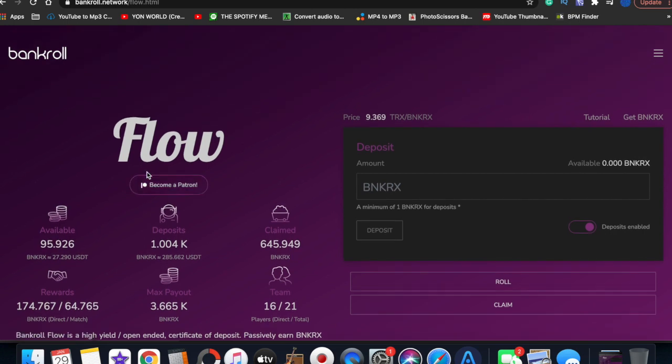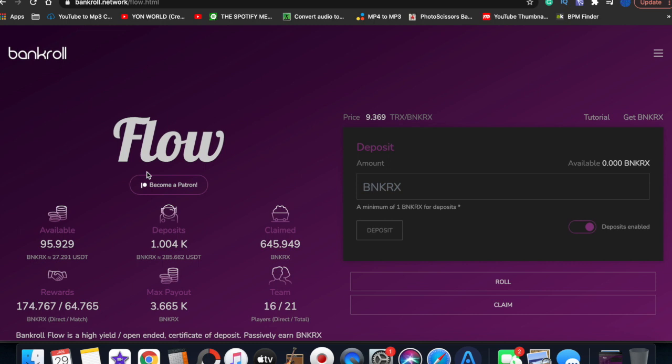Now, if you don't know what Bankroll is, it's a smart contract on the TRON blockchain that allows you to deposit money, right? And it treats it like a certificate of deposit. It's really a crypto bank, right? With Bankroll Flow, with the network, what it's creating, right? And it pays you out 1% daily for 365 days.